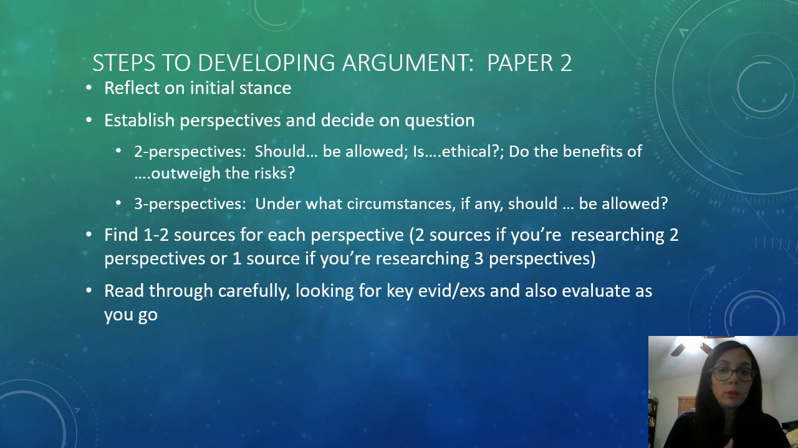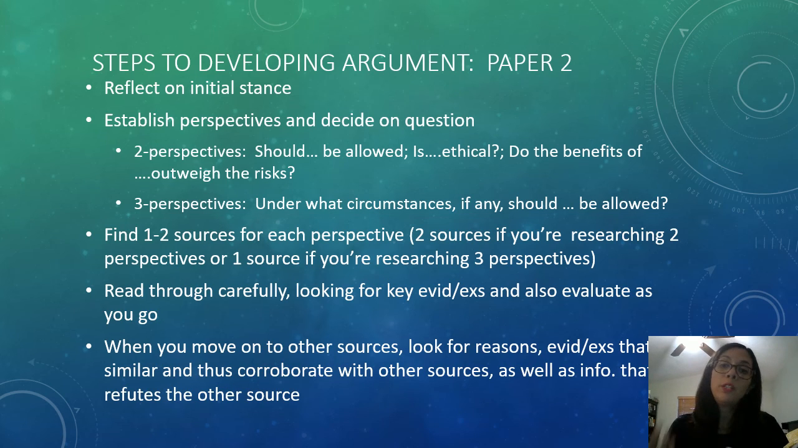Then, of course, you read through everything really, really carefully and you're annotating, highlighting as you go, especially looking for premises, key pieces of evidence, representative examples, and already annotate using thinking skills terms because you're going to use that in your essay. When you move on to other sources, look for reasons, examples, evidence, similar experts that are brought up in both of the articles because that's already corroboration. Or once you know what side you're on and you're reading the article on the opposing side, look to see things that you can refute.